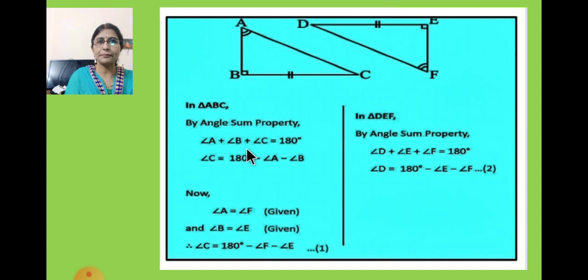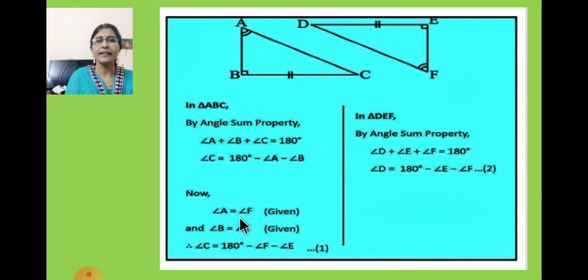Angle A plus angle B plus angle C is equal to 180 degrees. So now we will keep angle C here, and then we will take these two angles on the right side. So it can be written like this: angle C is equal to, first we'll write 180 degrees, and this we bring to this side, so it will become minus angle A, and here plus angle B will become minus angle B. Now here in this figure you can see angle A is equal to angle F, given.